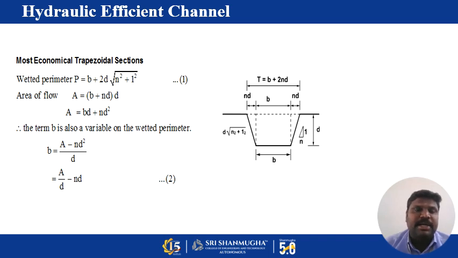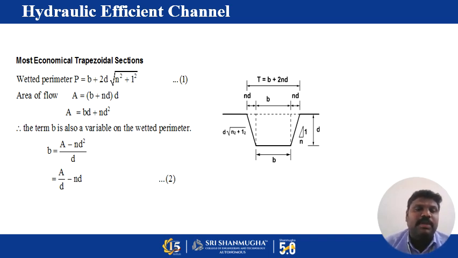Here all the conditions are the same. The perimeter P for the trapezoidal section is B plus 2D into square root of 1 plus n square, where n is the side slope of the trapezoidal section, and the area is B plus nD into D, that is BD plus nD square. The term B is also a variable in the wetted perimeter, because the bottom width is B and the top width is B plus 2nD. So B is a variable parameter in this trapezoidal section.